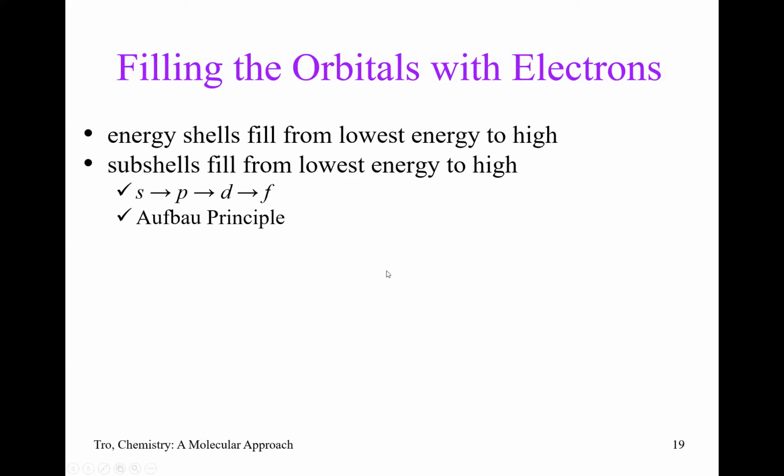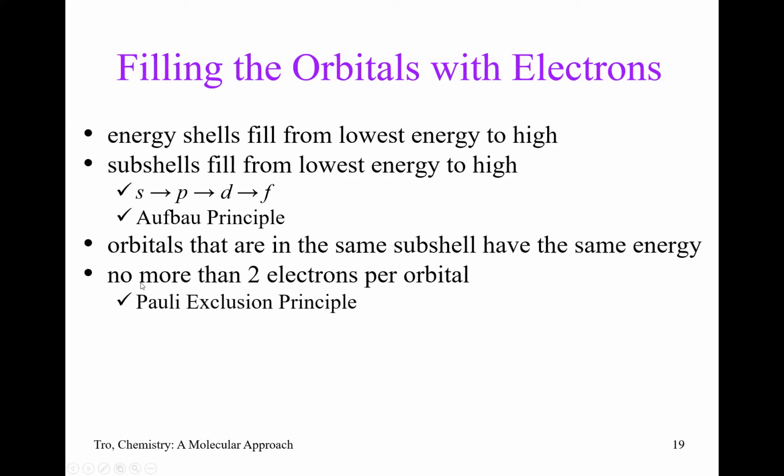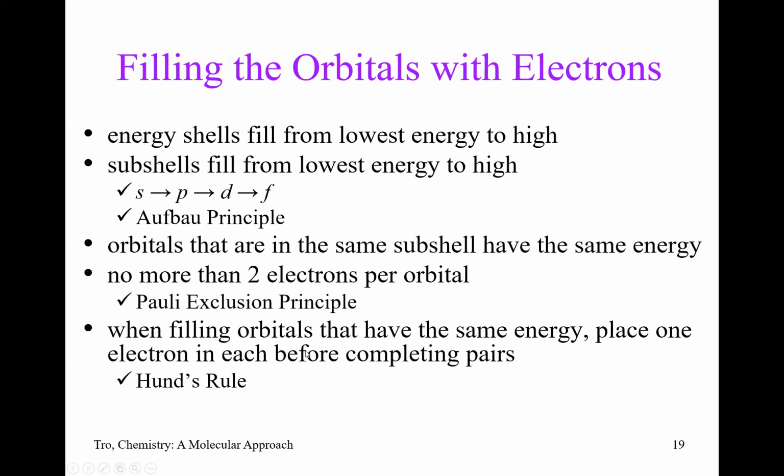So again, from lowest energy to highest, the subshells, if they're the same subshell, like all the 3p's are degenerate, they're the same. No more than 2 electrons in an orbital, right? That's all 4 quantum numbers are different. And then when you fill the orbitals that have the same energy, place 1 electron in each before completing the pairs. This is called Hund's rule, another famous physicist.